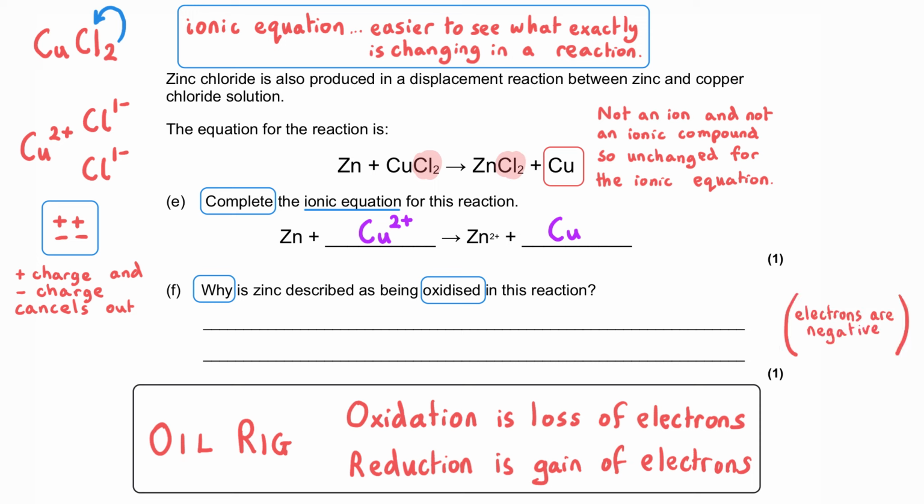And since the zinc has gone from atoms of zinc with no charge to zinc ions with a positive charge, this means that the zinc atoms are losing 2 electrons. But actually, it would be okay to just say zinc loses electrons.